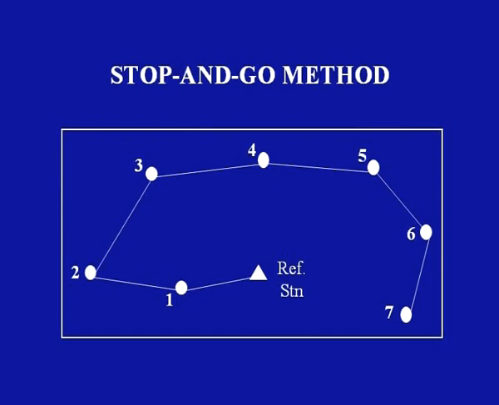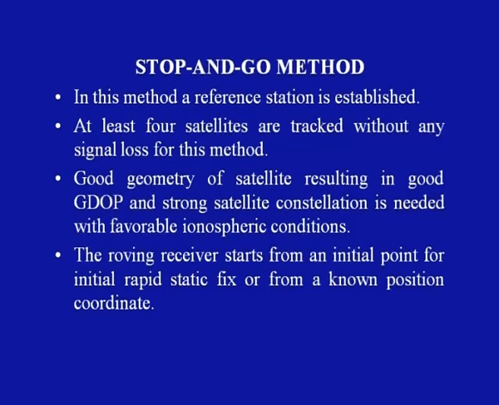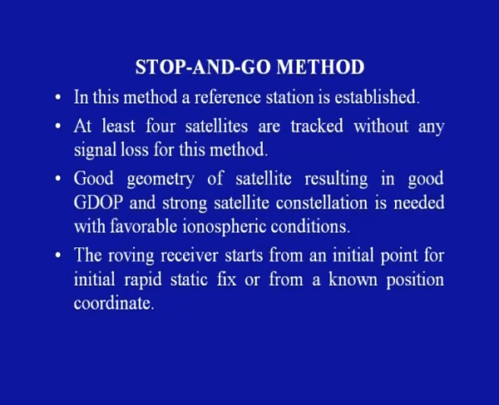This slide shows the procedure of the stop and go method, wherein we have a reference station and we take observations to the other points which are to be determined in a cyclic order. Here at least 4 satellites must be tracked without any loss of signal during the whole observation period. Good satellite geometry resulting in good GDOP and a strong satellite constellation is needed with favorable ionospheric conditions.